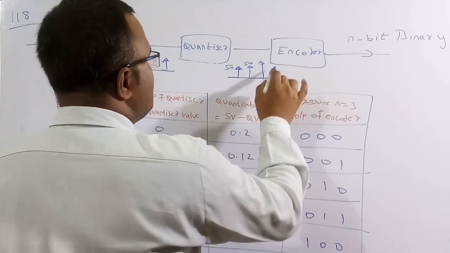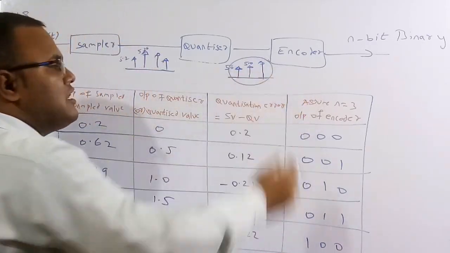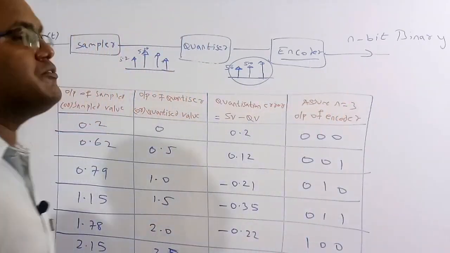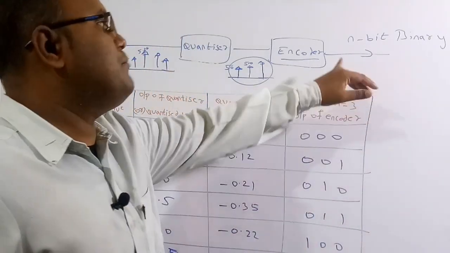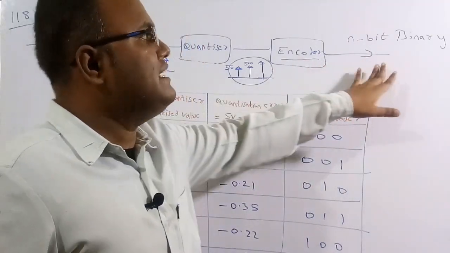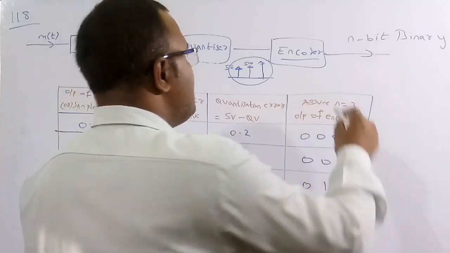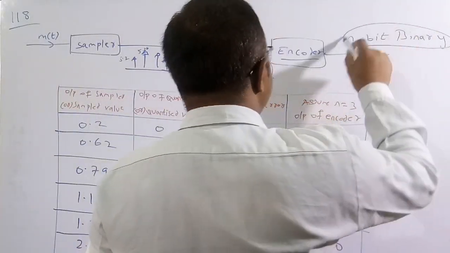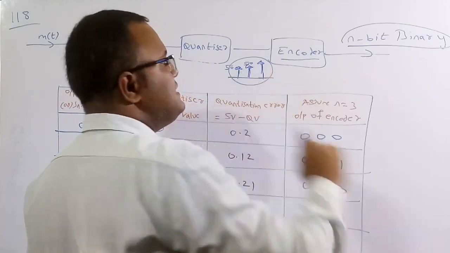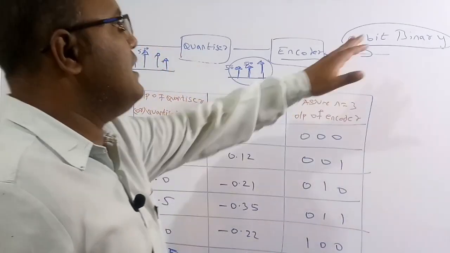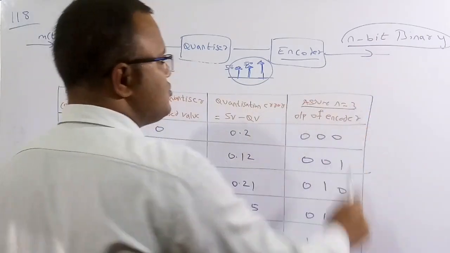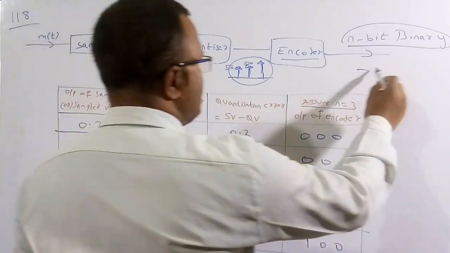Now we are going to encode this signal. Whatever the output of the quantizer, we encode with the help of the encoder, means we convert it into a digital format with an n-bit binary. The encoder converts the analog signal into a digital signal, and by using the encoder we represent each and every sample. This is sample 1, sample 2 and sample 3. Each sample we represent with an n-bit binary. Now I am going to assume that n is equal to 3. It's a 3-bit binary: 1, 2, 3.